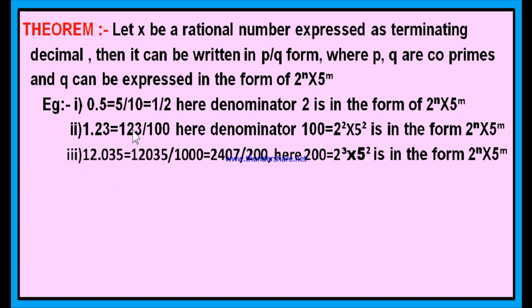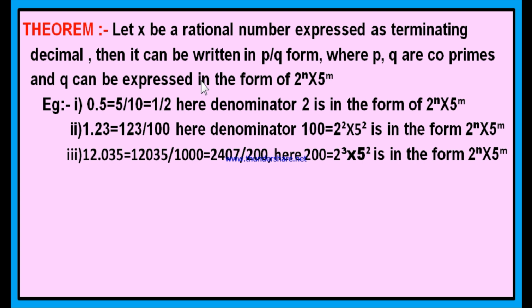Using all these 3 examples, if you observe them, you understood that if the given rational number is a terminating decimal and you convert it into p by q form, then the denominators, here the denominator is 2, here it is 100, here it is 200, are all in the form of 2 power n into 5 power m. That's what this theorem says.